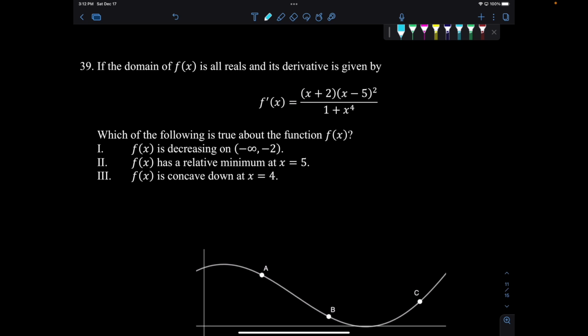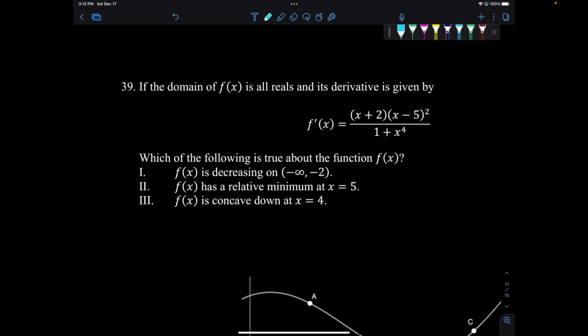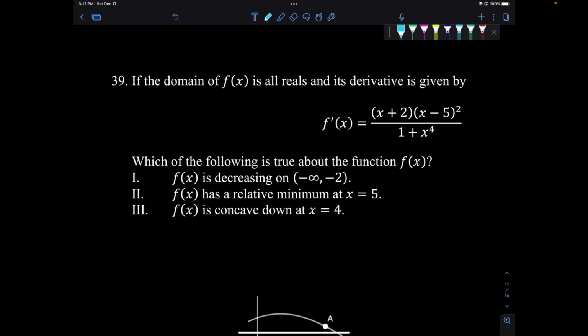If the domain of f of x is all reals and its derivative is given by f prime of x equals (x plus 2)(x minus 5) squared over 1 plus x to the 4th, which of the following is true? So this is the derivative, which is nice, except option 3 talks about concavity, which means I think we're going to have to find the second derivative, and that looks incredibly unpleasant because that's not an easy function to find the second derivative of, but we're going to do it.